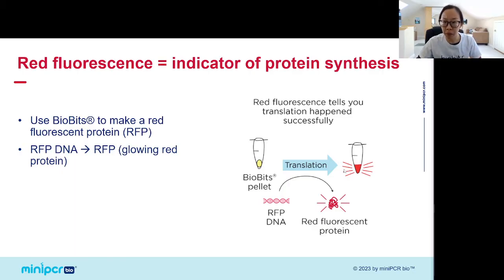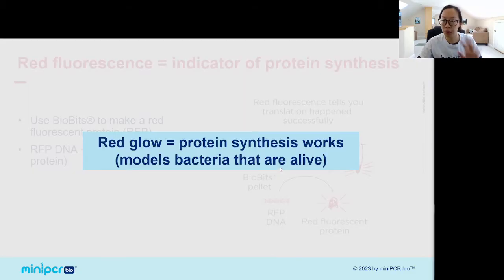So if we see glowing red, that means that translation was successful, the ribosomes are still working, and protein synthesis is functional in our BioBits model. Again, the important takeaway for your students to remember is red means that successful protein synthesis happened, and this models that bacteria are alive. Again, we're not using real bacteria in this lab, but the cell-free system models what the bacteria would behave like.